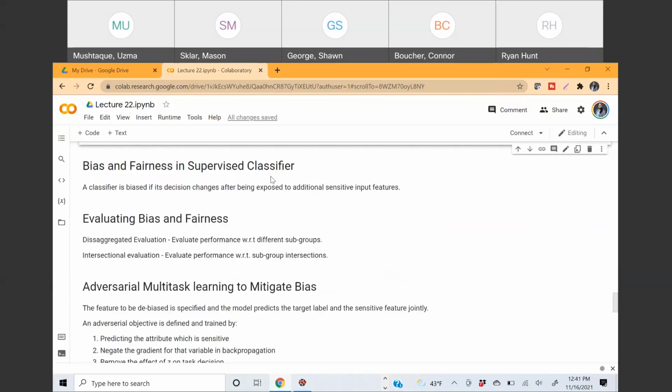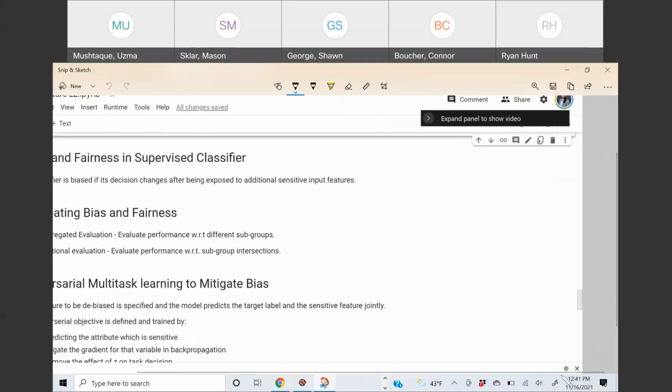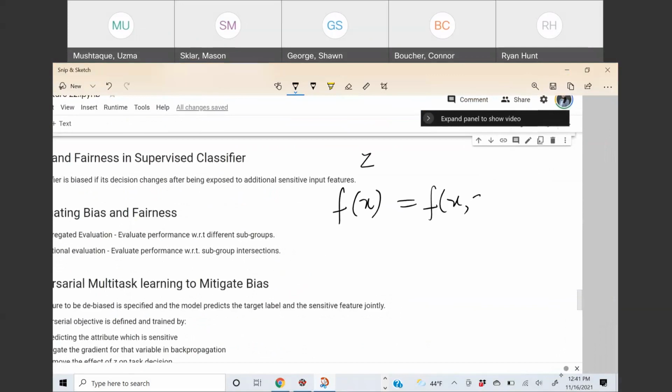All right. So bias and fairness in a supervised classifier type of model: first of all, let me explain what a biased classifier is, right? Mathematically speaking, a classifier is biased if its decision changes after being exposed to some sensitive input feature. For example, let's say I have a classifier, obviously a function, and there is a feature z, and my classifier f of x is fair with respect to z if, with respect to z, my prediction just does not change, right? So my classifier is not biased then.